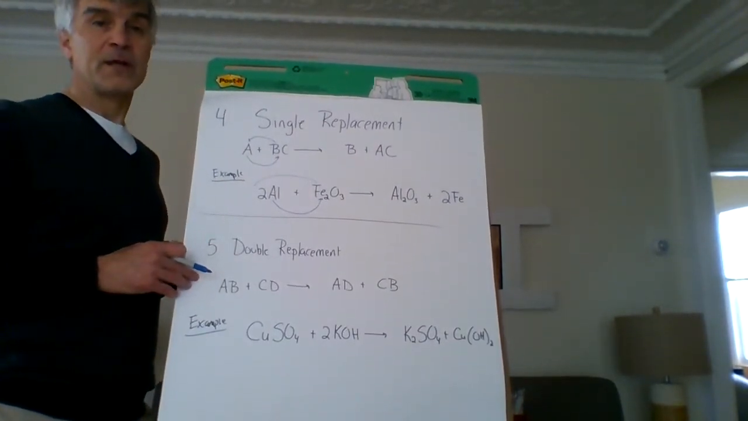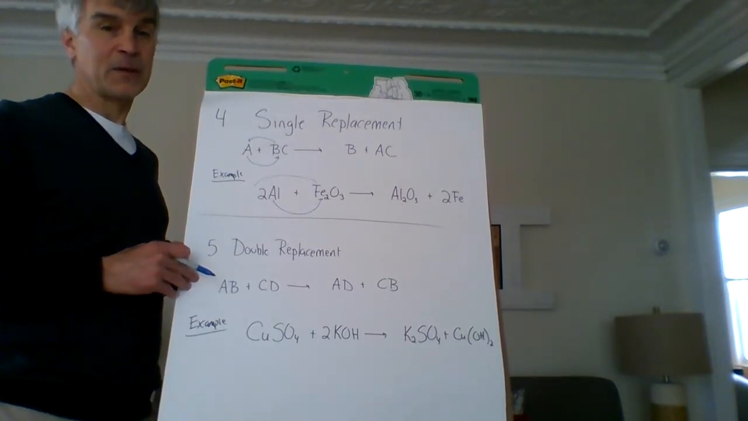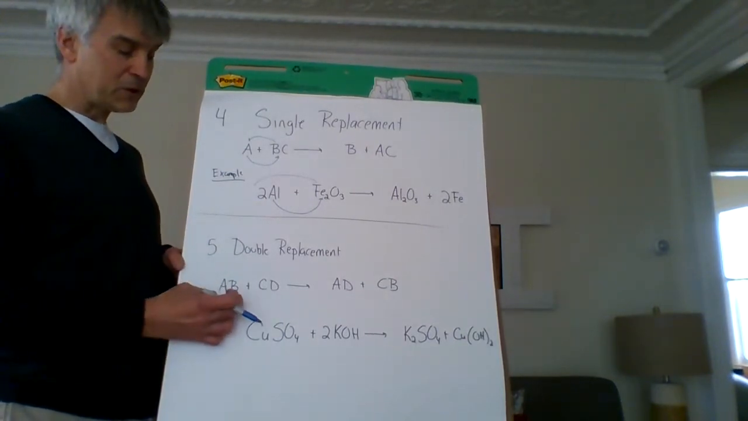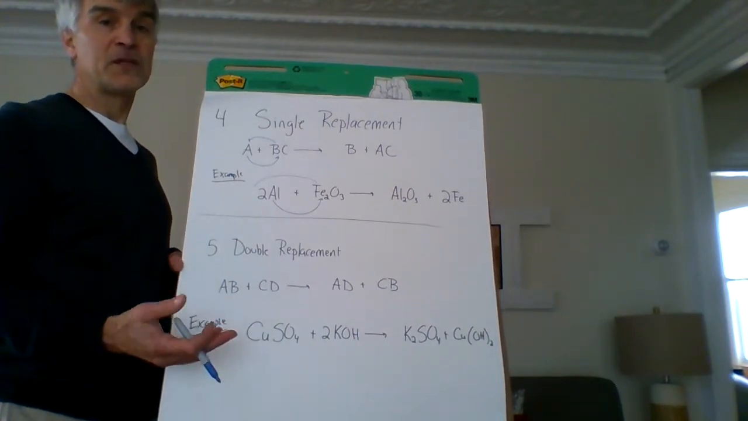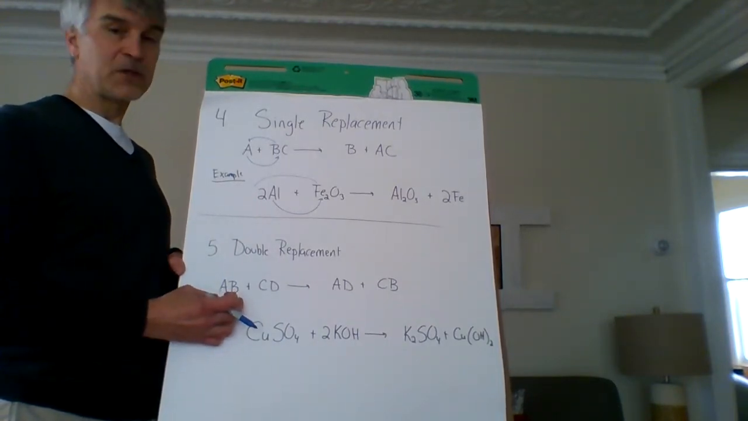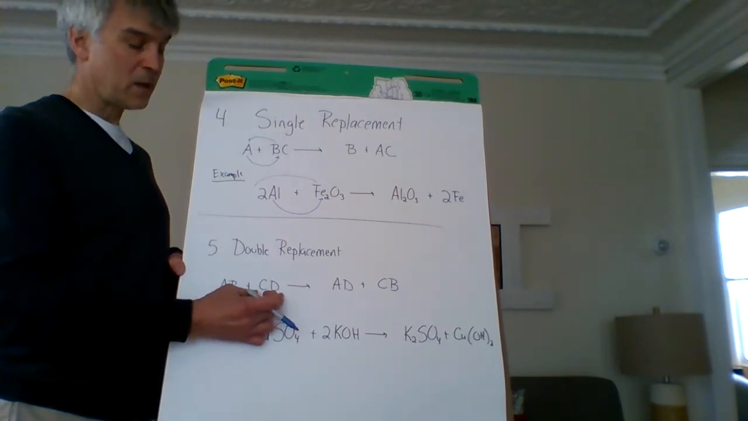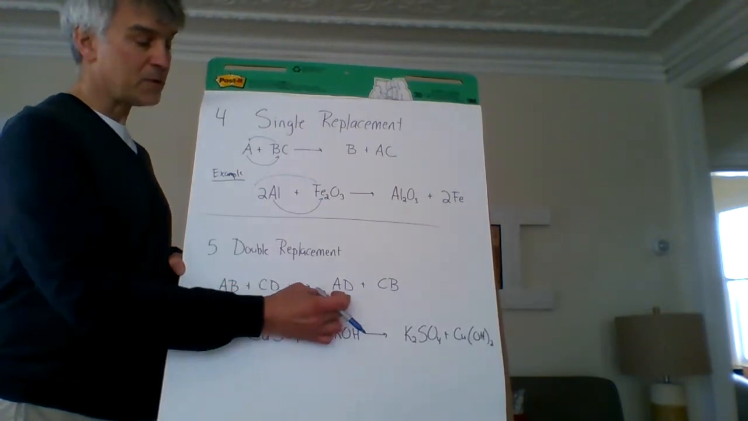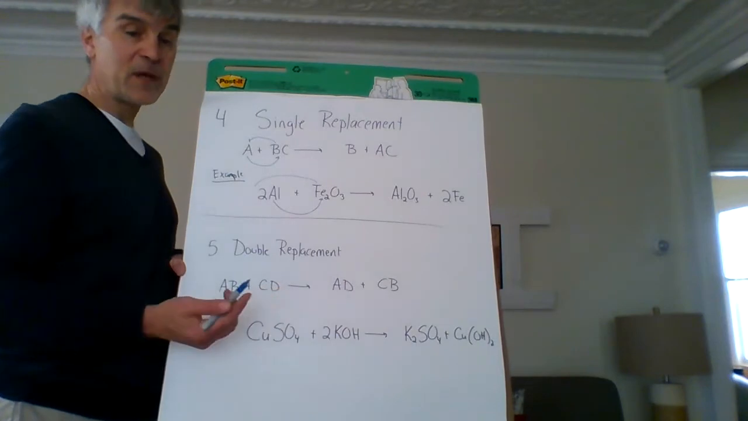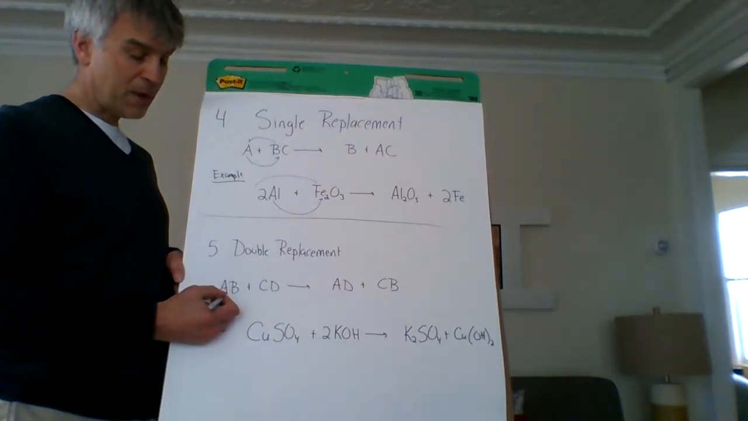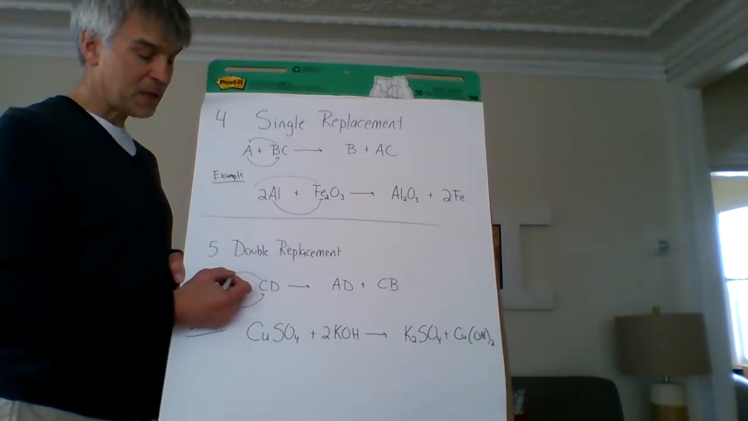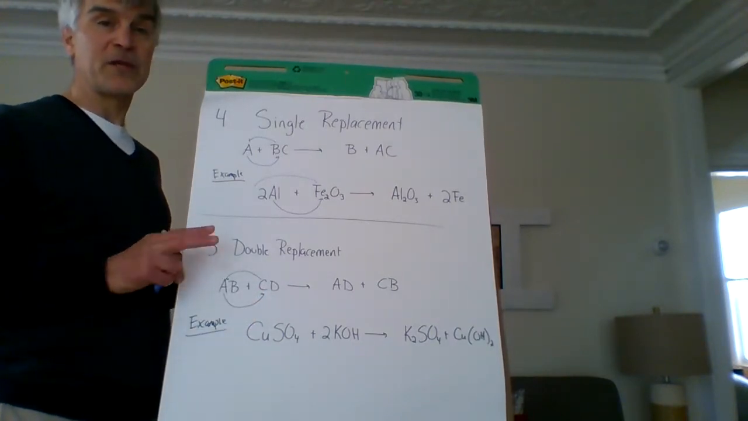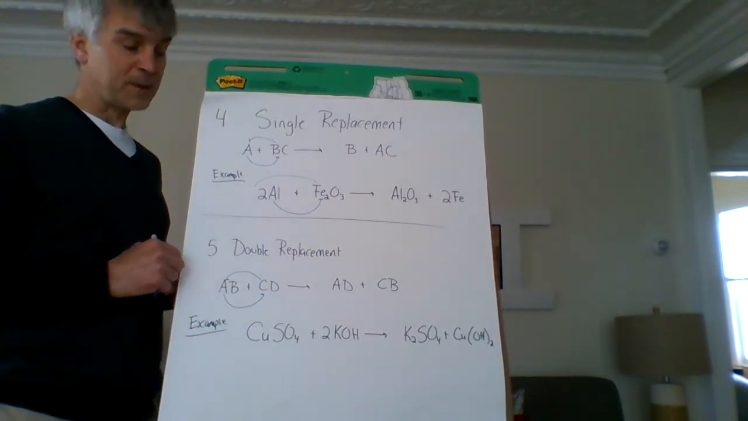The last one is a double replacement reaction. In a double replacement, you have two compounds, each made of at least two different elements. So I wrote the general equation here. AB plus CD produces AD plus CB. So here, the A replaces the C, and the C replaces the A. There's two replacements there, so it's double replacement.